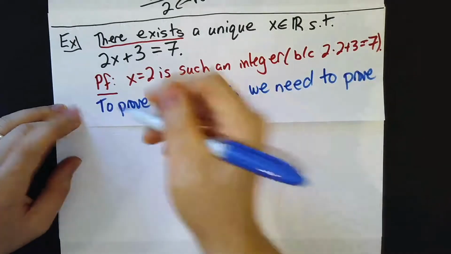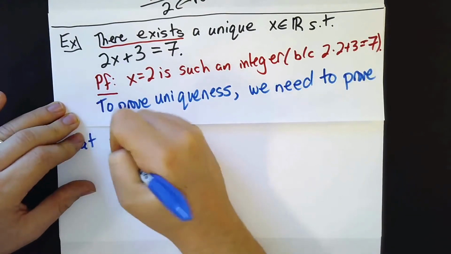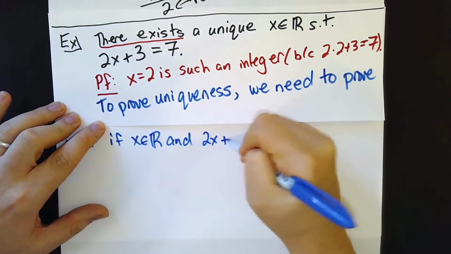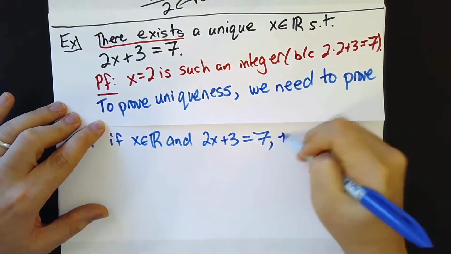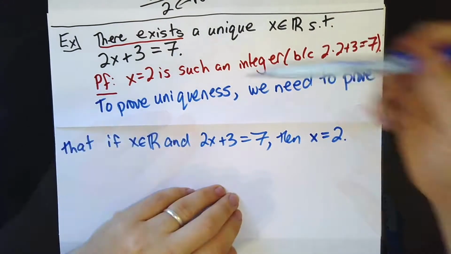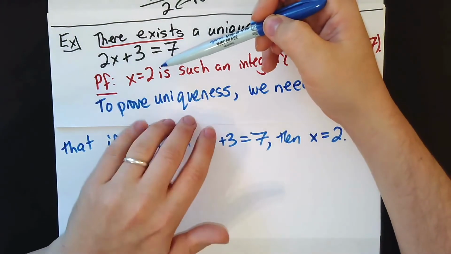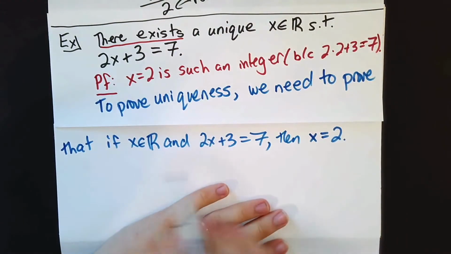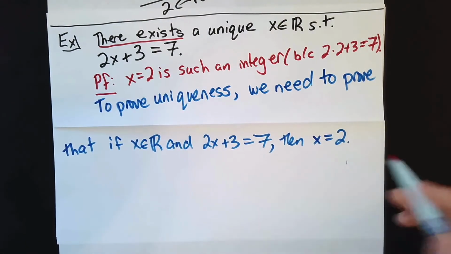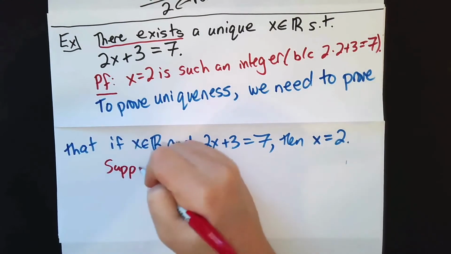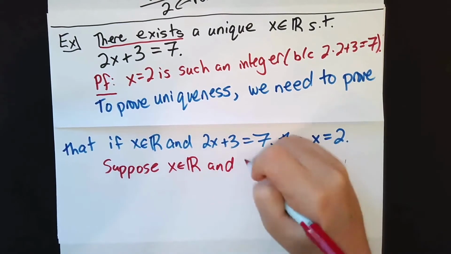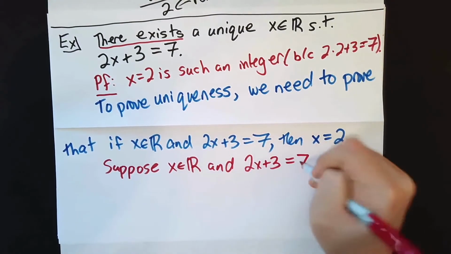To prove uniqueness, we need to prove that if x is in R and 2x plus 3 equals 7, then x equals 2. In other words, we need to prove not just that 2 is a solution, which is pretty clear to start with, but we need to prove that 2 is the only solution. Well, what do we want to do? We want to suppose x is in R, and 2x plus 3 is equal to 7.